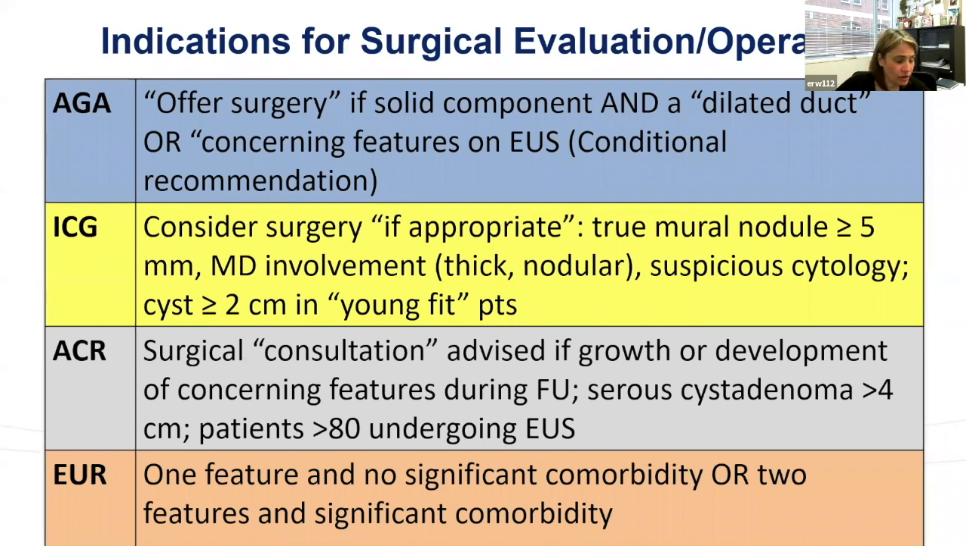In terms of how to talk about surgery, there's a lot of "offer surgery," "consider surgery if it's appropriate." The ACR just says you should get a surgery consultation, which honestly doesn't help us at all. We really are trying to decide if the patient should have an operation or not. And then the European guidelines have an interesting assessment, which is if they have one feature and no significant comorbidity, or 2 features and significant comorbidity. So they are trying to incorporate how we are making a decision about the risk of surgery compared to the risk of the cyst.